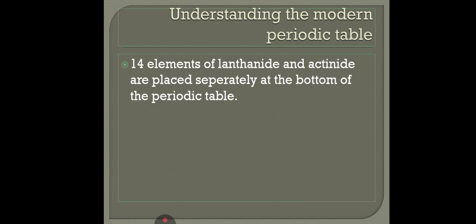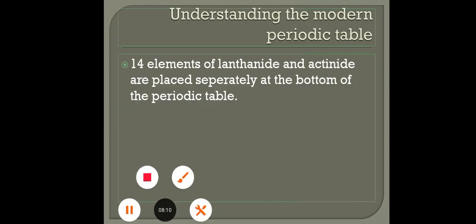As I already told you, the 14 elements of lanthanides and actinides are placed separately at the bottom of the periodic table. So already I have told you the reasoning. So this is all about the modern periodic table.